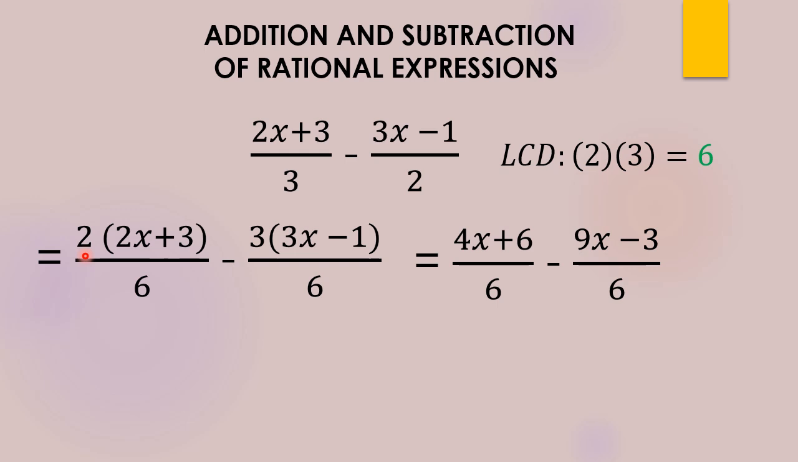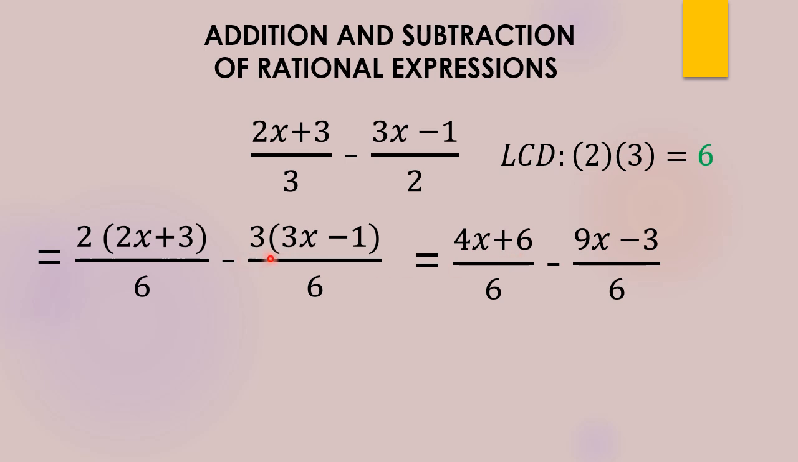Next, we multiply 2 to 2x plus 3. So this will become 4x plus 6. So 2 times 2x is 4x. 2 times 3 is 6. Take note, when we multiply, we have to multiply together with its carry sign. So positive times positive is positive. That's why here is 4x plus 6.